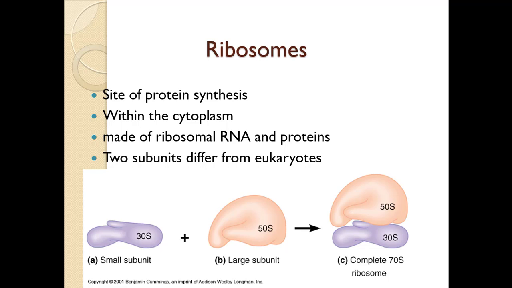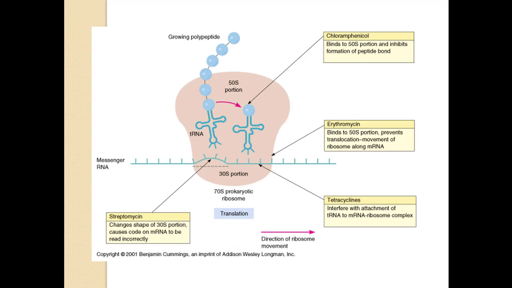The ribosomes, again, are the site of protein synthesis. These are made of ribosomal RNA and proteins. And they have two subunits which differ from eukaryotes: a smaller subunit and a larger subunit. Typically, when you have DNA, it'll encode a messenger RNA. And then in order for that messenger RNA to create proteins, it'll go through this ribosome like so. And that is how it'll translate into a protein.